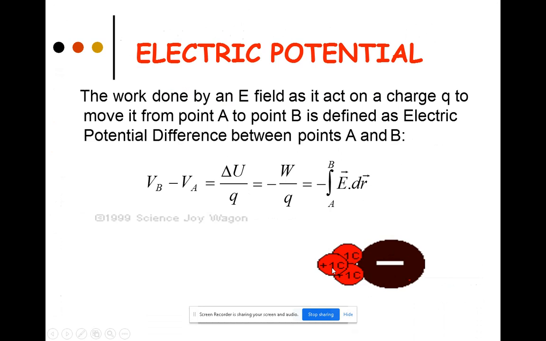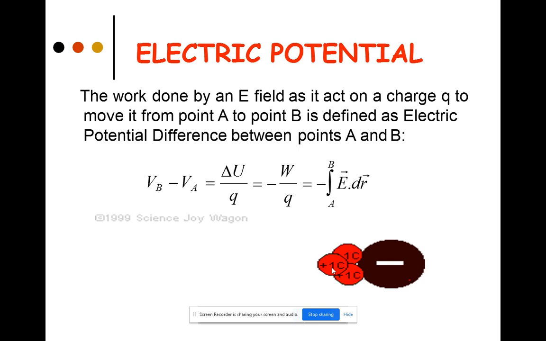So next topic, electric potential. We have already seen electric potential, but not elaborately. Electric potential is nothing but the difference between the potentials of two points, which is determined by the work done by an electric field.